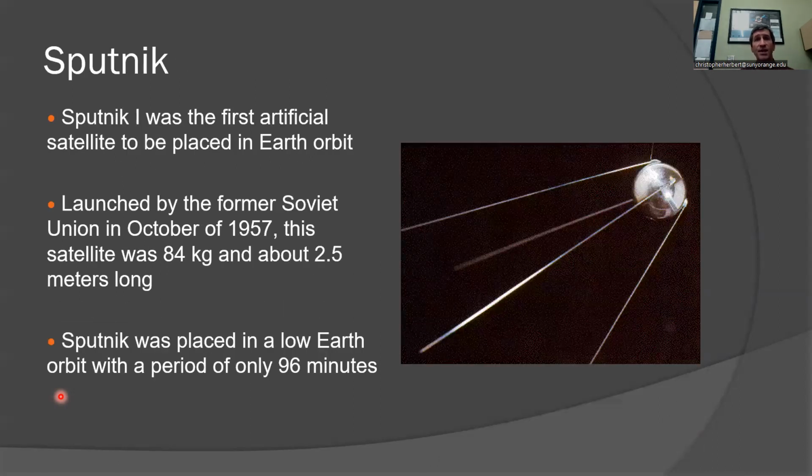Of course, the first artificial satellite was Sputnik. This was launched in a low Earth orbit. So it was launched very close to the top of the atmosphere. It's actually orbiting, or started orbiting, within the outermost part of the atmosphere. This was launched in 1957. Not very impressive by today's standards. It was actually launched on what we would consider to be a modified intercontinental ballistic missile, about 84 kilograms and about 2.5 meters long, with just a very simple radio transponder.